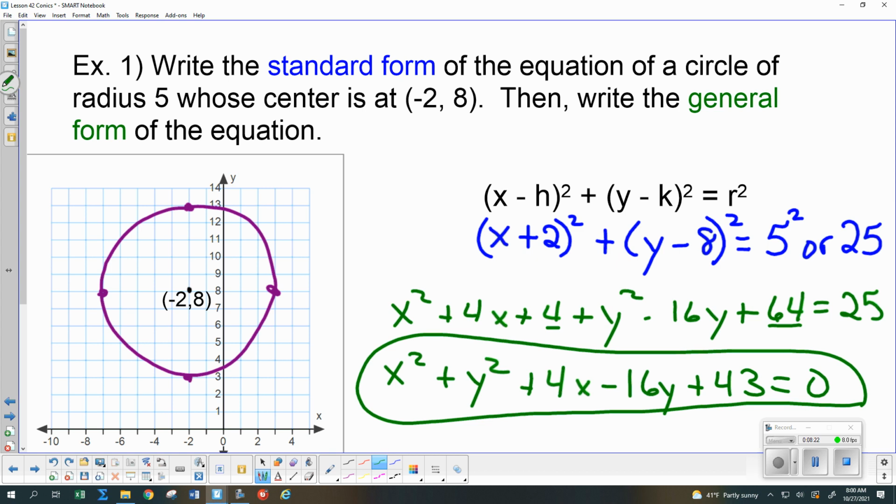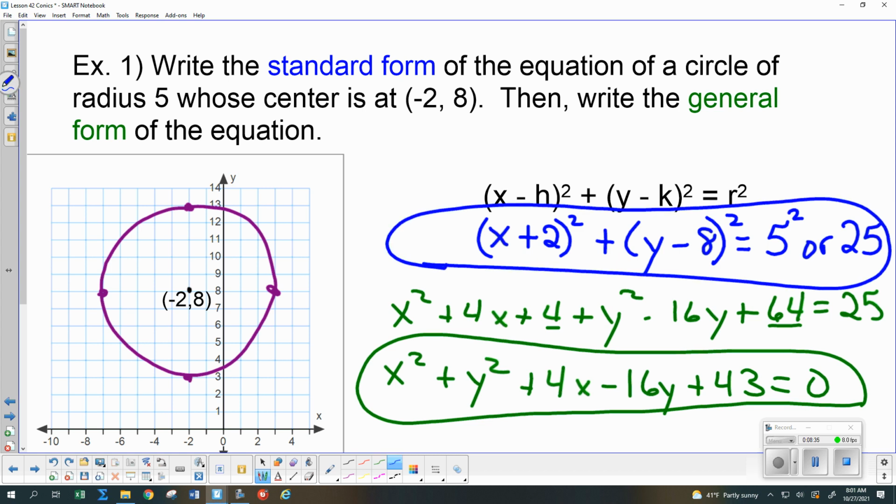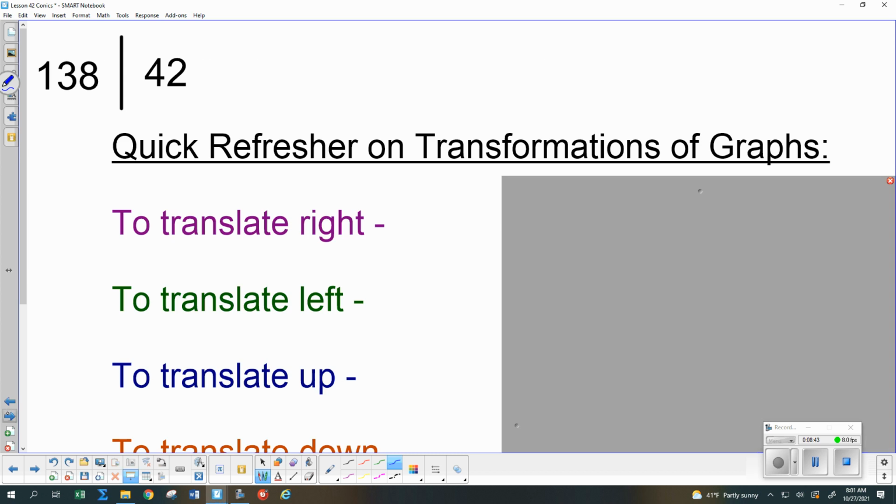Questions? That part's pretty easy. Yes, Chloe? So, would you have to box the... Yes. Because this one asks for both, so we would have to have both of those in there as our answers. Anything else? All right, getting ready for the other topic.